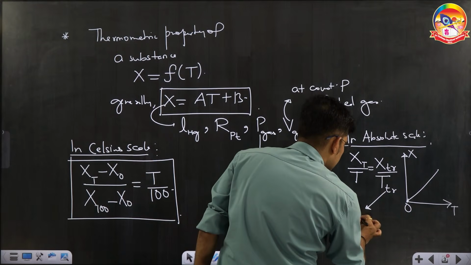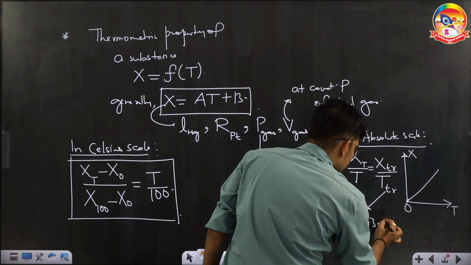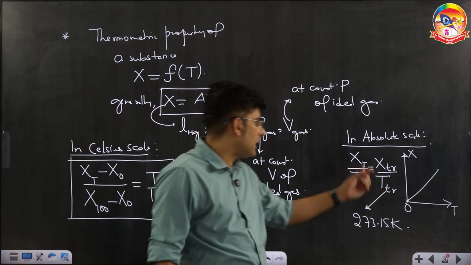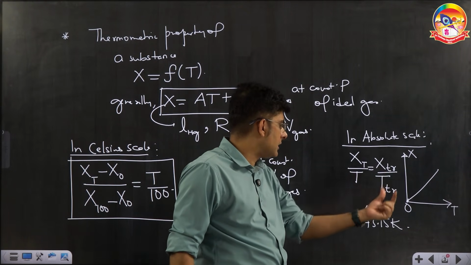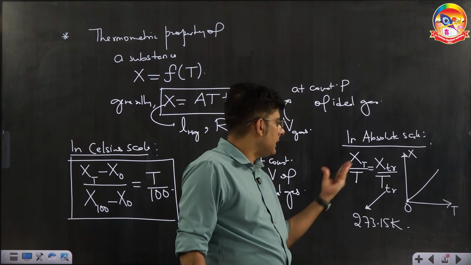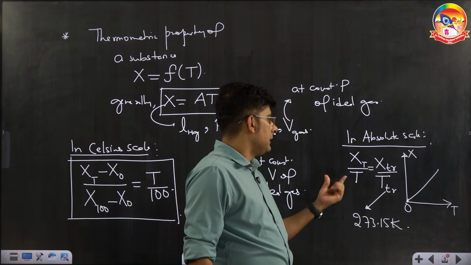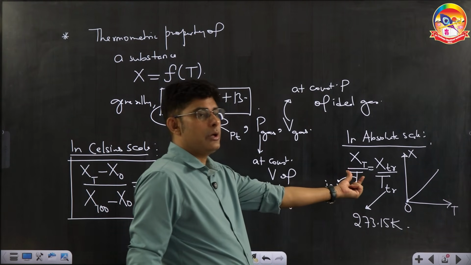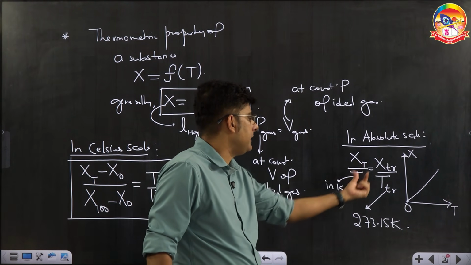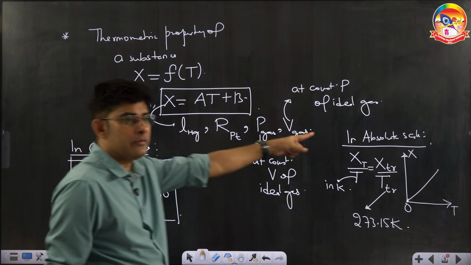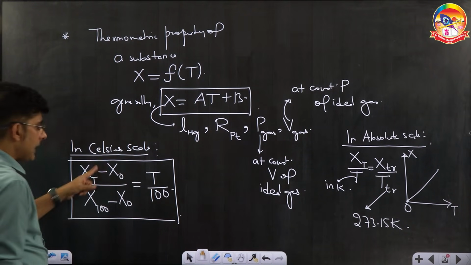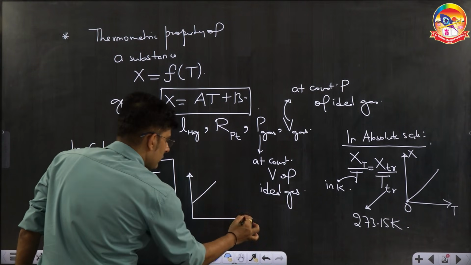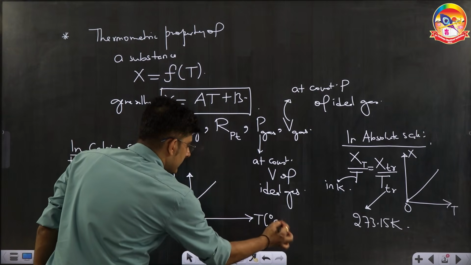The triple point of water is taken as 273.15 Kelvin approximately. So this we take as the standard value. If you know the thermometric property value at the triple point of water, which the question will mention, and then they ask at any other temperature, this temperature is in Kelvin, you can use this formula Xt by T equals XTR by TTR. So you have a straight line graph passing through origin. Whereas in Celsius scale, the graph is a straight line, but it won't pass through origin because we are taking Celsius.